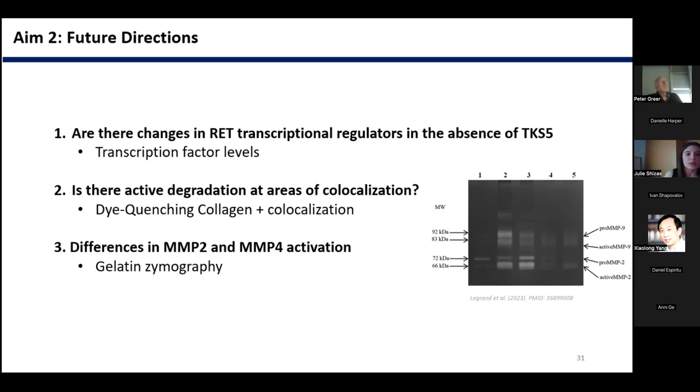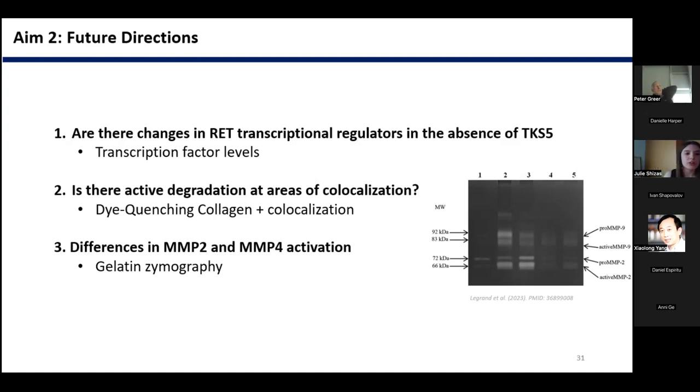So we can do something called dye-quenched collagen, or an alternative is FITC collagen, where when this collagen is degraded, it emits a certain fluorescent signal. So it'd be interesting to see if colocalization of these markers happens at areas of collagen degradation and whether knocking out RET and TKS5 impedes this process.